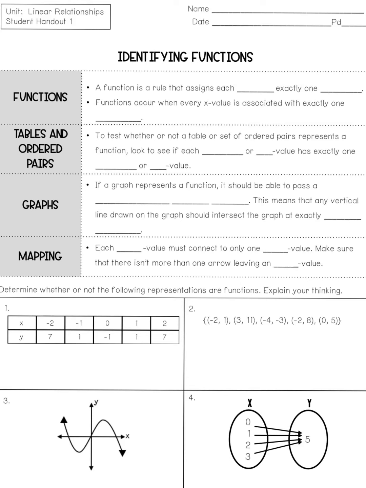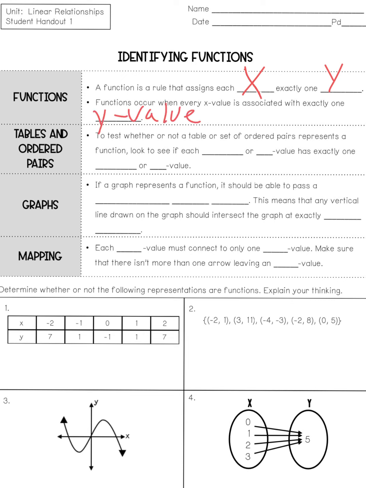All right, students, this video is for our first set of notes in regards to identifying functions. As we saw in the previous video with the vending machine, a function is just a one-to-one relationship. A function is a rule that assigns each x exactly one y. More specifically, it occurs when every x value is associated with exactly one y value.